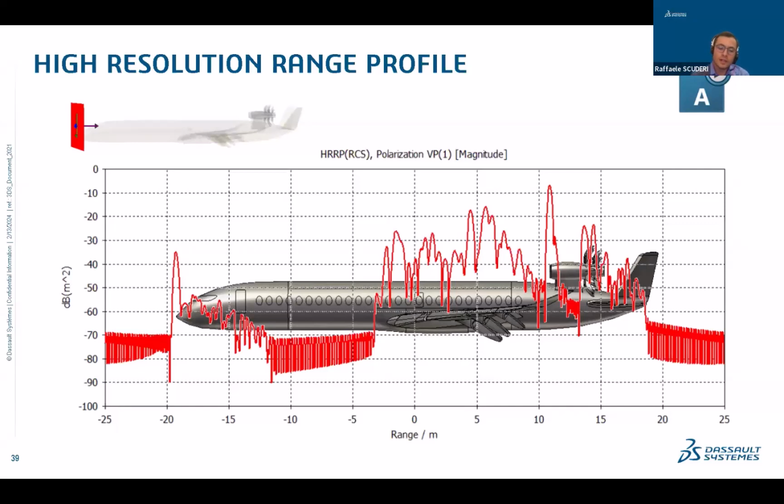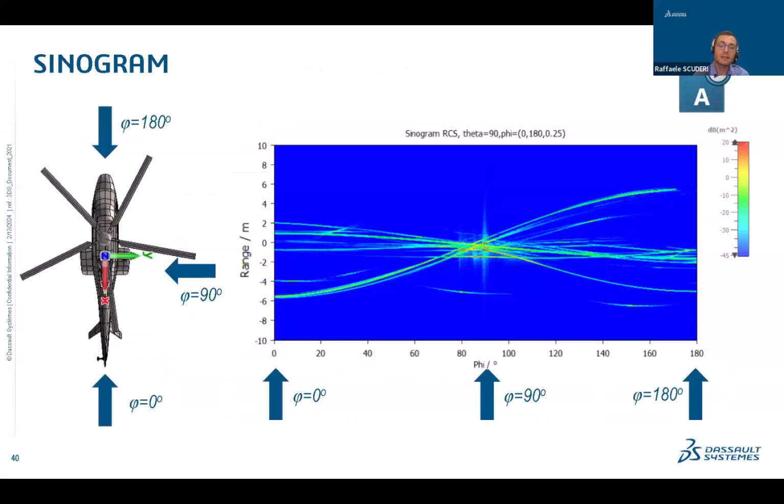So, of course, it depends on the point of view. If your point of view is reducing the scattering, reducing the RCS, of course, you want to go there and see how you can reduce the contribution from these particular main scatterers that this range profile analysis has highlighted for us. Okay. And when we collect several range profiles, then we talk about a sinogram.